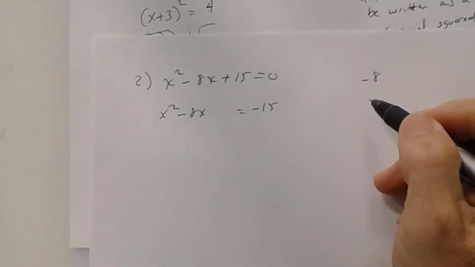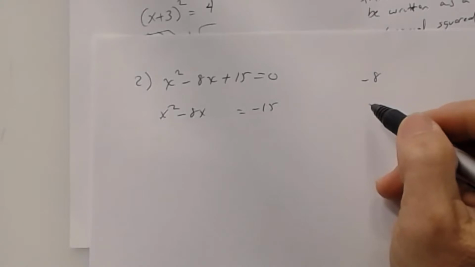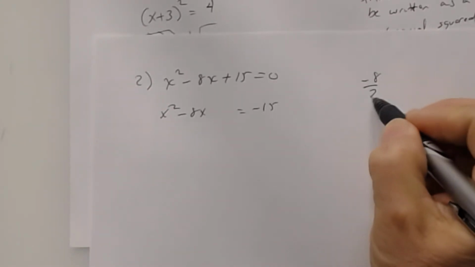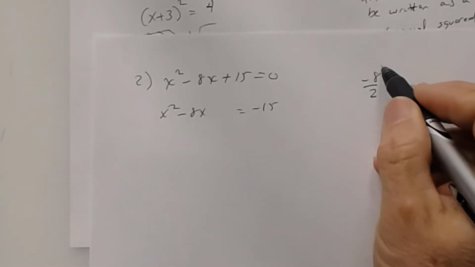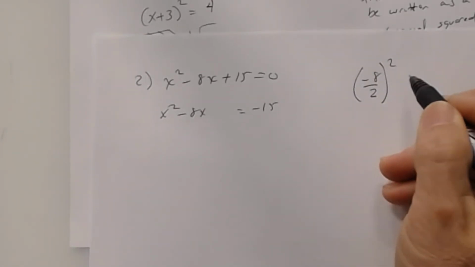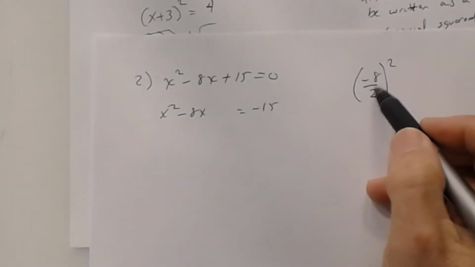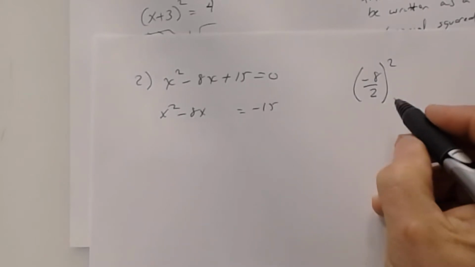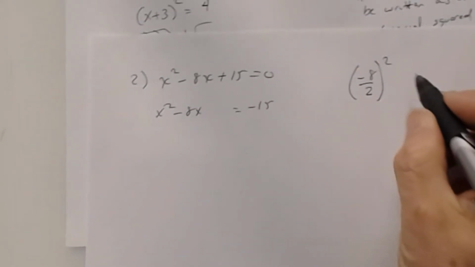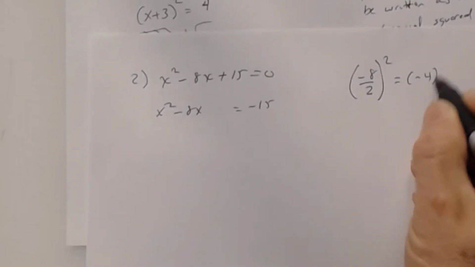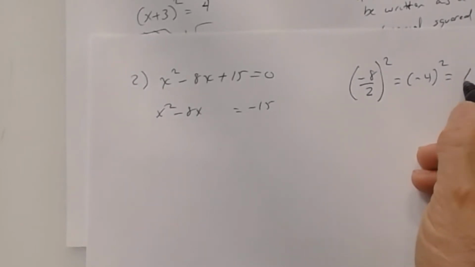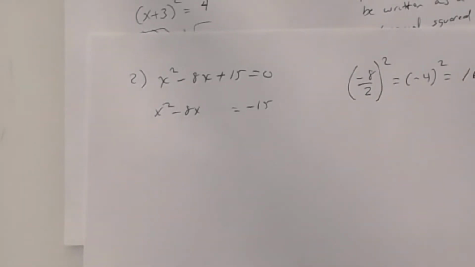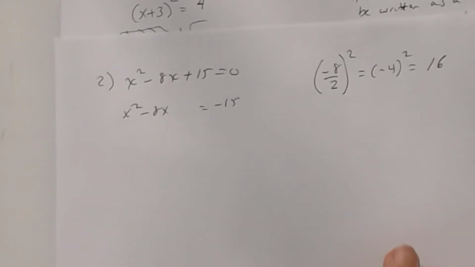I take half of that, which means divide by what? 2. And whatever that is, I'm going to do what to it? Square it. All right, so let's talk about that part. Negative 8 divided by 2, I can simplify. Go ahead and do it. What is it? Negative 4. When I square it, what do I get? Positive 16.